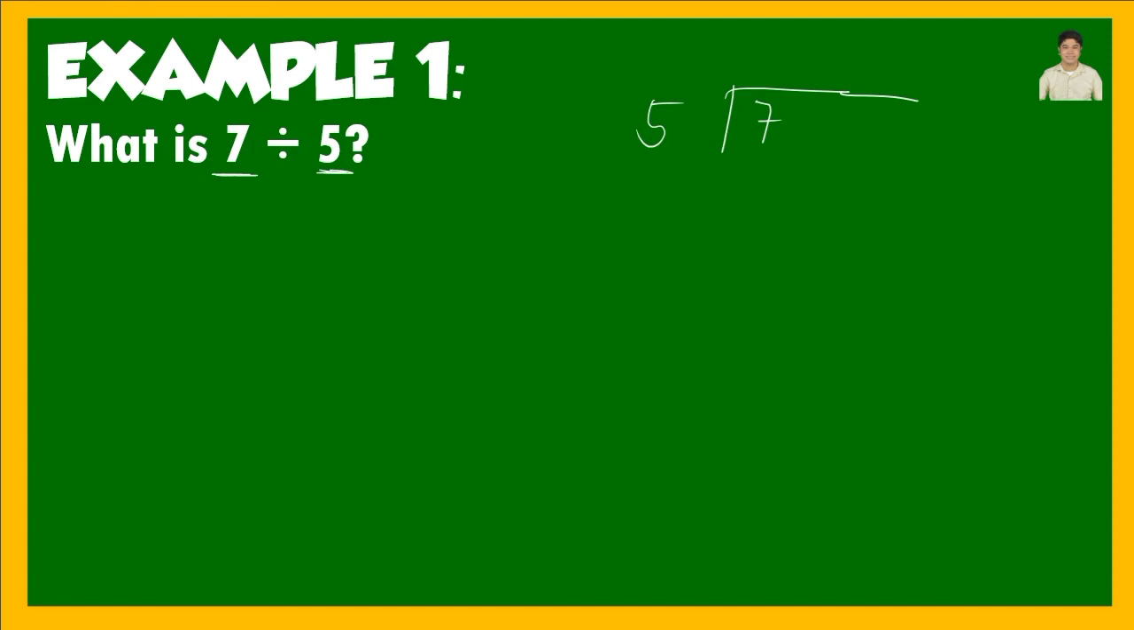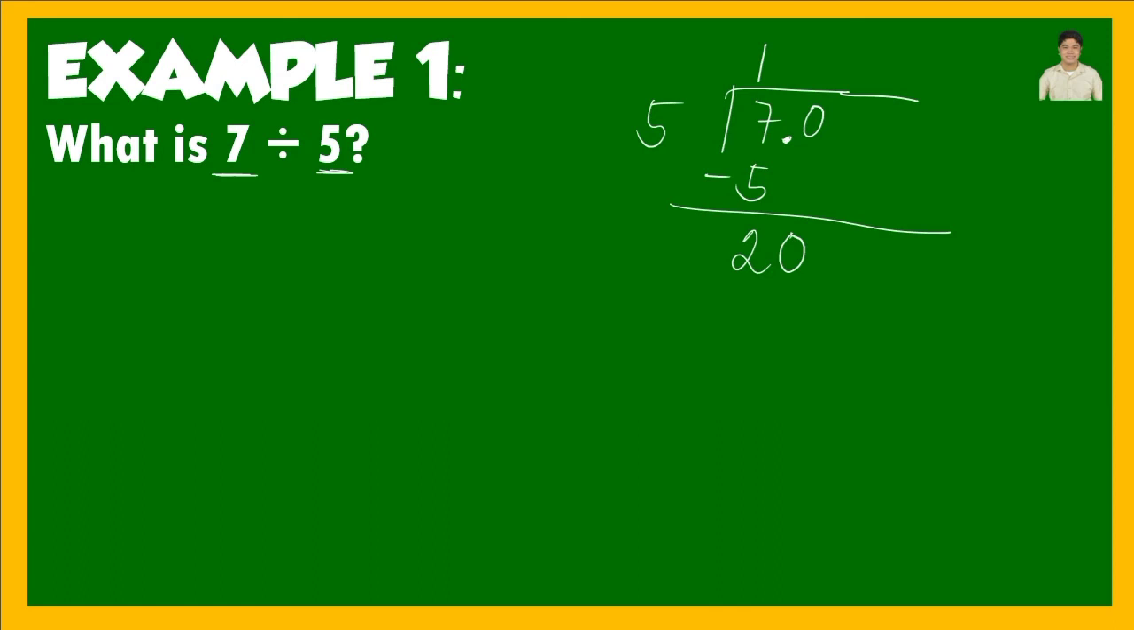7 divided by 5, we have 1. 1 times 5, 5. And then we subtract 7 divided by 5, that is 2. And then we add decimal point and 0. Dahil hindi na po natin pwedeng i-divide yung 2 sa 5 kasi mas maliit na yung value niya. So, bring down natin yung in-add nating 0, magiging 20.